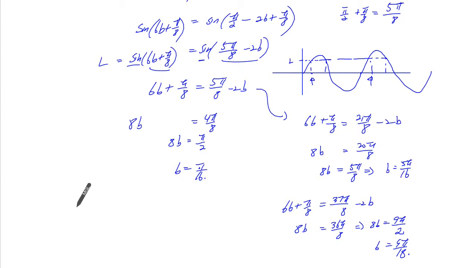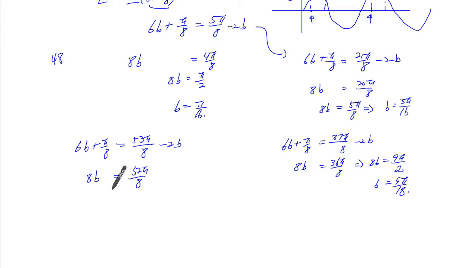Next, let's add 6 pi. That's the next period. So 6 times 8 is 48 plus 5 more. That's 53 pi over 8 minus 2b. So 8b, we're going to get 52 pi over 8. Let's divide the top and bottom by 4. And you get 13 pi over 2. So b is equal to 13 pi over 16.